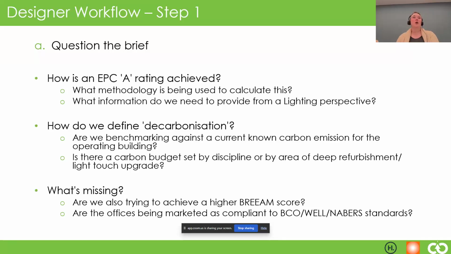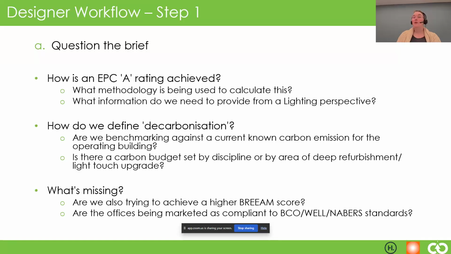But then how do we define decarbonization, right? Like, what are we benchmarking against? Is there a known carbon emission for the building? Is there a carbon budget set by discipline for areas of deep refurbishment or light touch? And this, we didn't really have a specific answer to in this brief. It was just, we need to decarbonize because we know we have to, because it forms part of our EPC-A rating for the other services.